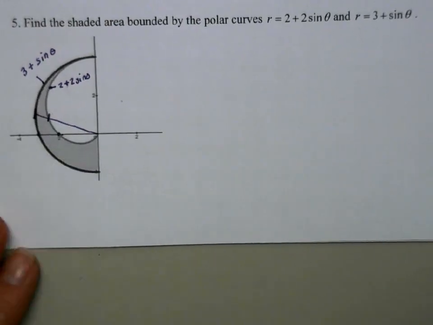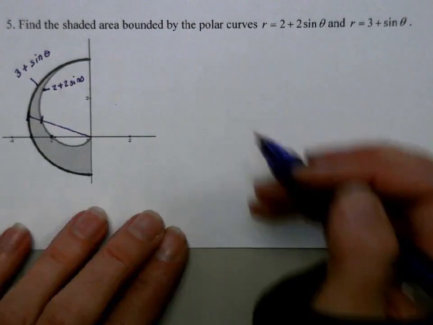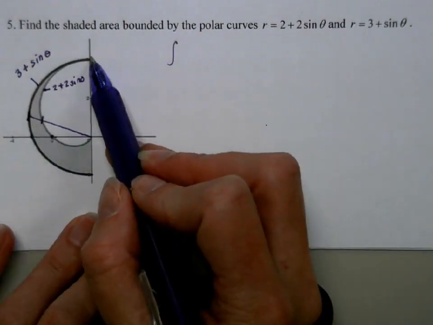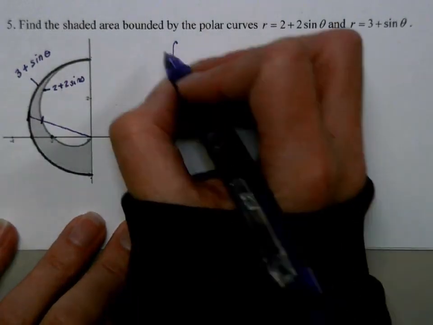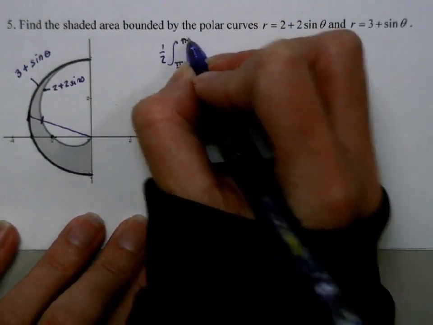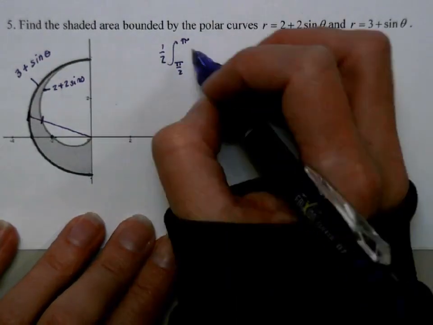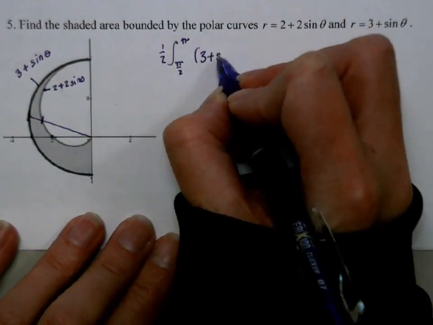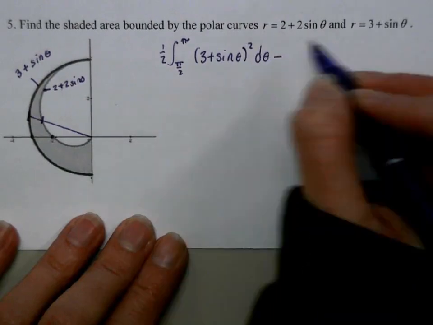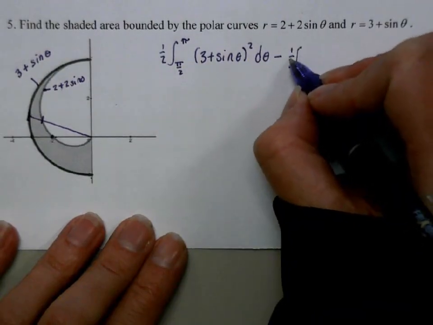So when we set up our integral, we're going to go from pi over 2 to pi. Okay, and we'll do the outside minus the inside. So I'm going to do 3 plus sine theta squared. Then I'm going to subtract the inside one.